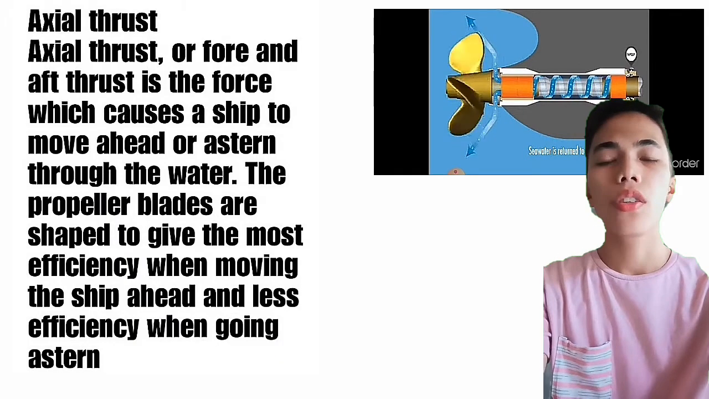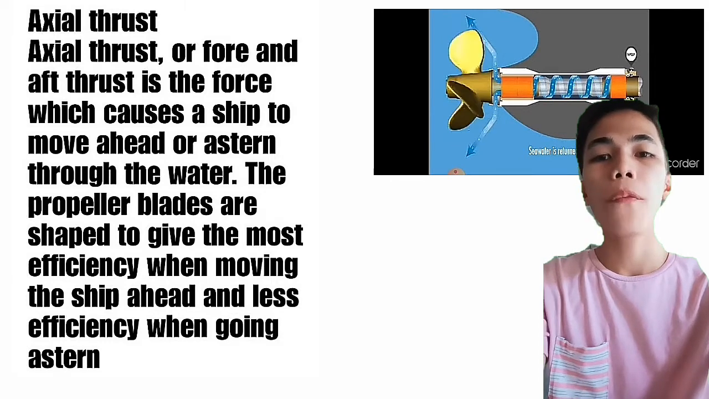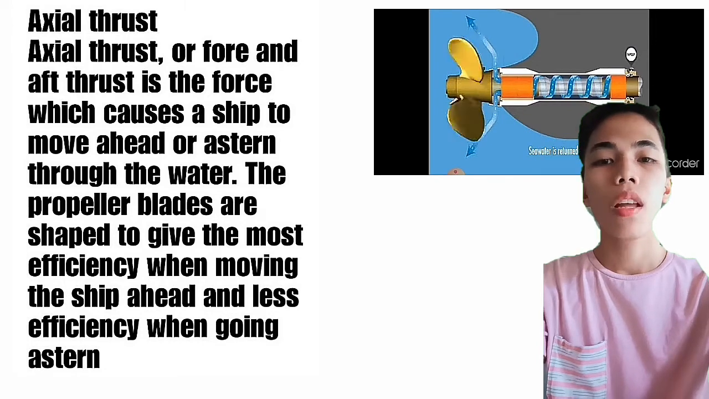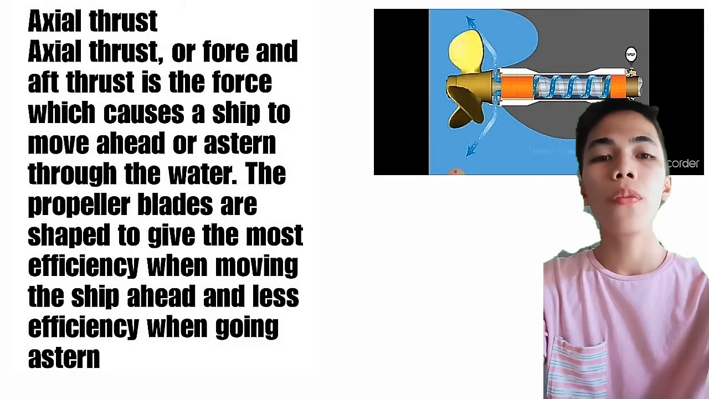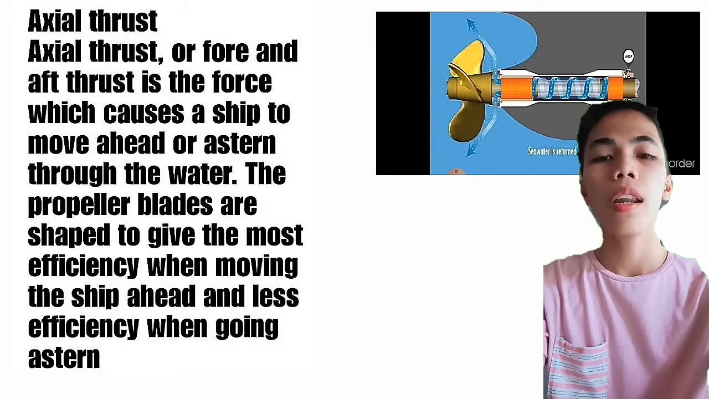Axial thrust, or fore and aft thrust, is the force which causes a ship to move ahead or astern through the water. The propeller blades are shaped to give the most efficiency when moving the ship ahead and less efficiency when going astern.